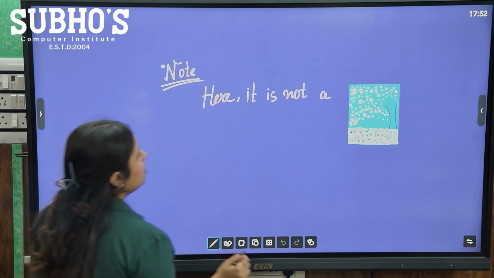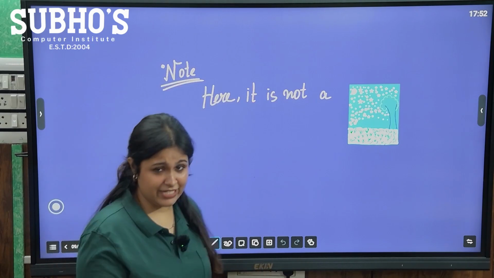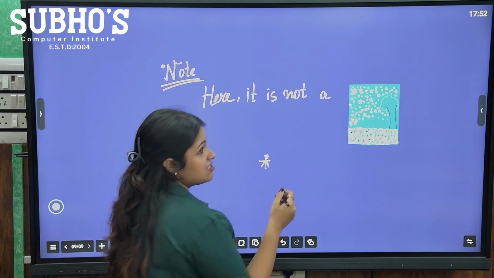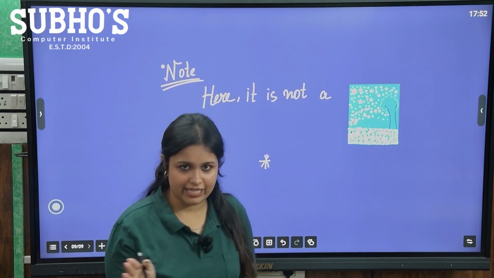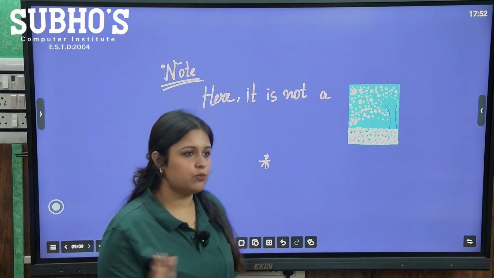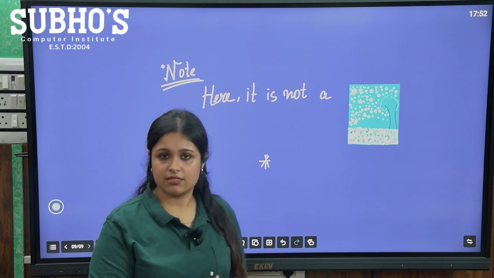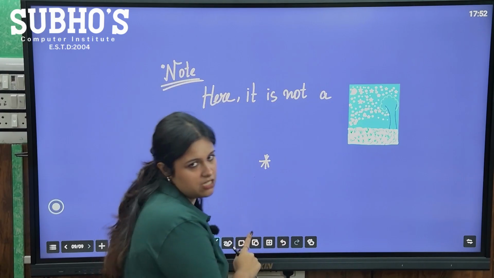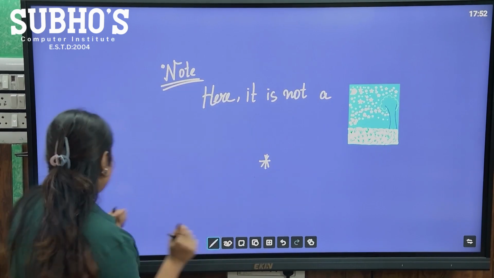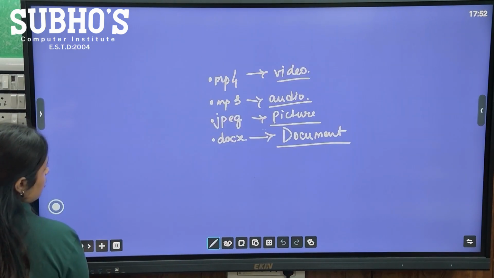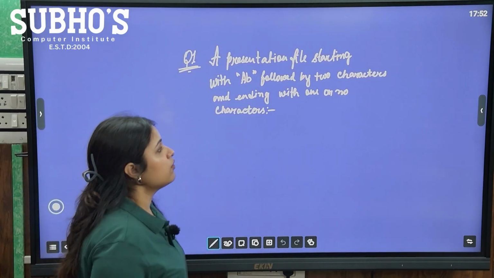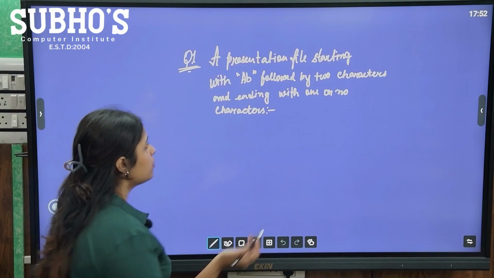Okay. Now this is a specific note which I have created. I've always seen students refer to an asterisk as a star. No, those are two different things. When we talk about an asterisk in computer, it has basically different meanings, but when we talk about wildcard characters, this asterisk, it only refers to a set of characters. This is not a star, this is not anything else, this is just an asterisk which basically refers to a set of characters. Now coming back to the question I had, a presentation file starting with AB, it is followed by 2 characters and ending with 1 or no characters.